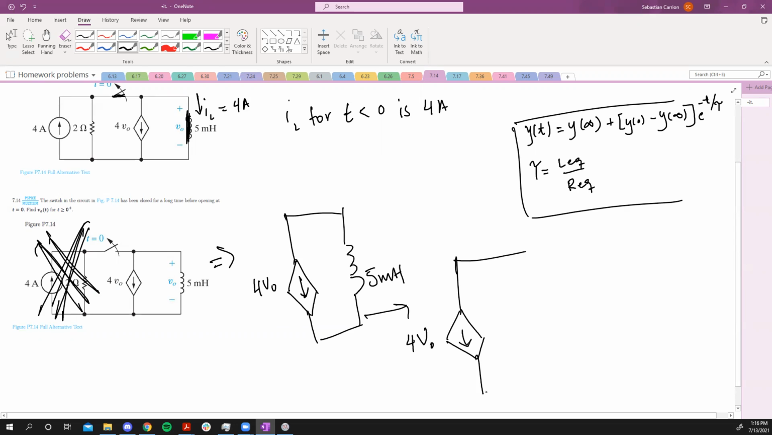So we can find an R equivalent using our Thevenin or Norton equivalent technique, right? I'm going to plug in a battery, say it's 1 volt, and I'm going to call it VT. The current going across is going to be IT, right?